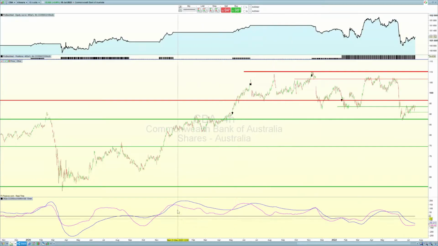Okay, so what I've got here is the price chart of the Commonwealth Bank of Australia. Down here, I've got the indicator that I'm using to trade. So down here, the pink line is the moving average of the CCI100, and the dark blue line is the moving average 100 of the CCI350. So whenever the pink line, the CCI100 moving average, crosses over the blue line, that's where we enter our trade.